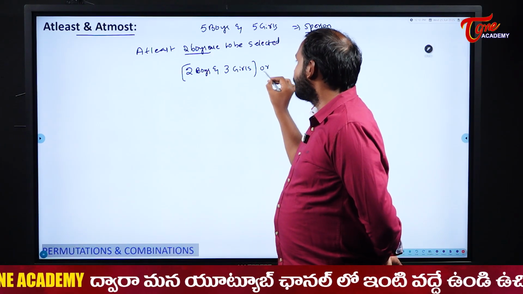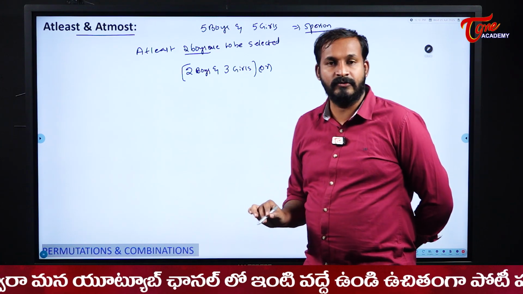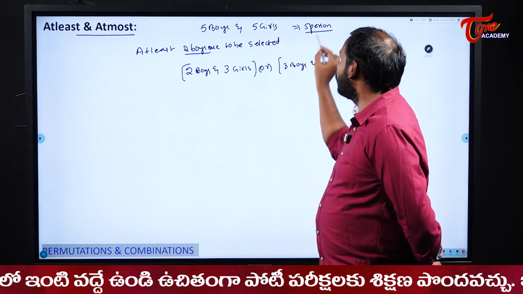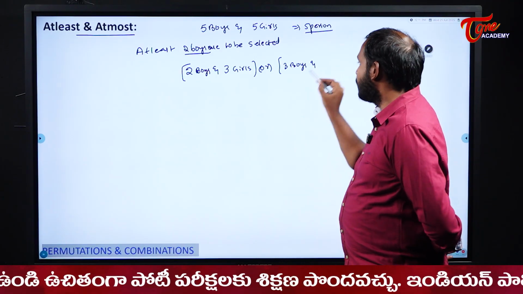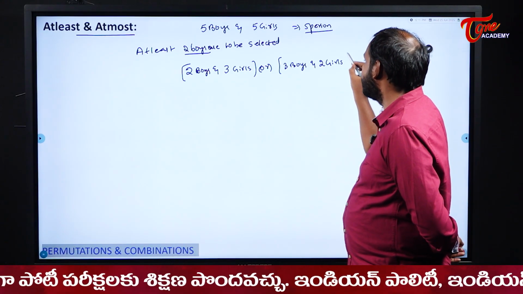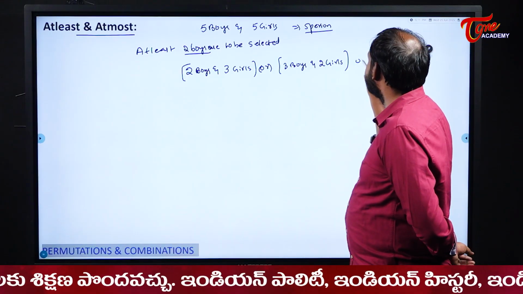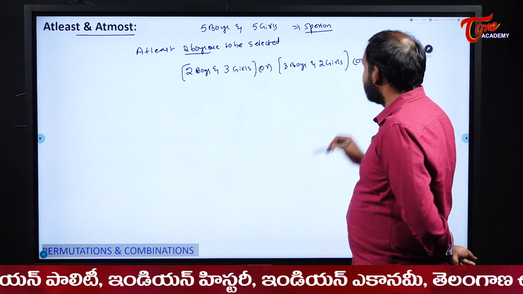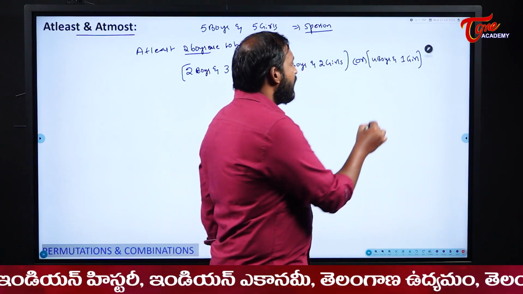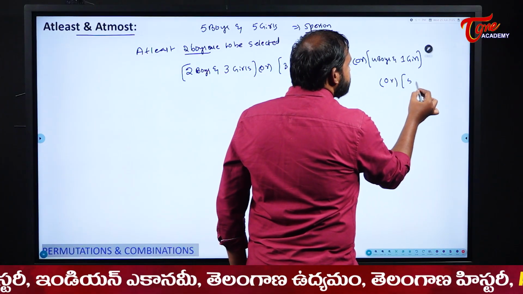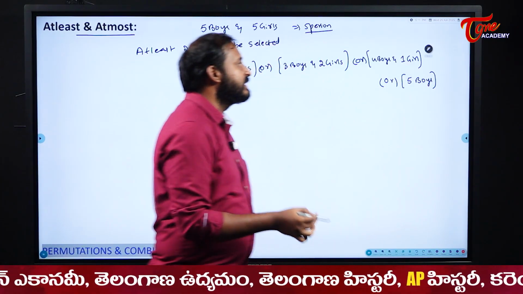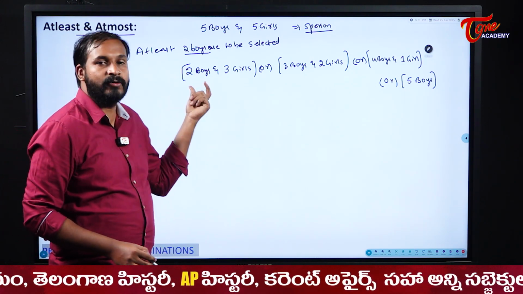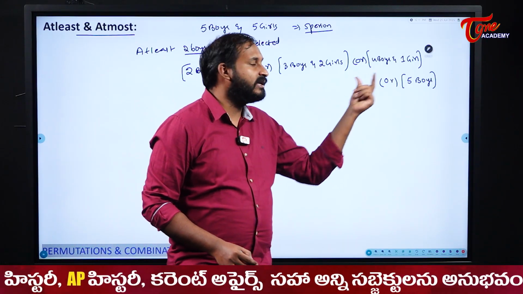Or minimum 2, not exactly 2. At least 2 means minimum 2. Or 3 boys also can be there. If out of 5, 3 are boys, then 2 girls. This condition is also fine for me. Or 4 boys and 1 girl. Yes, that is also possible. Or all the 5 are boys. That condition is also possible, because at least means minimum 2 boys: 2 boys, 3 boys, 4 boys and 5 boys.